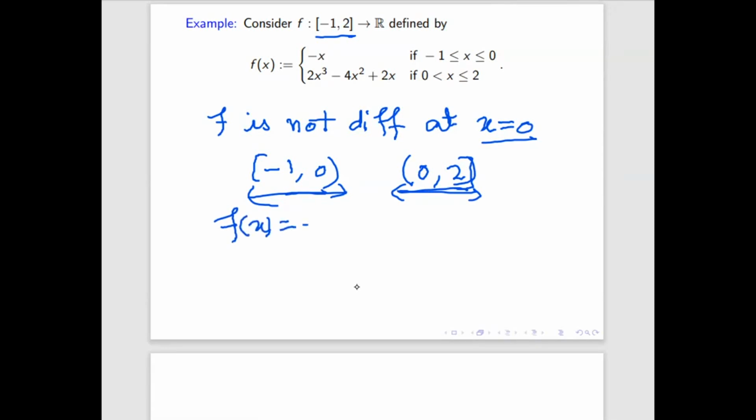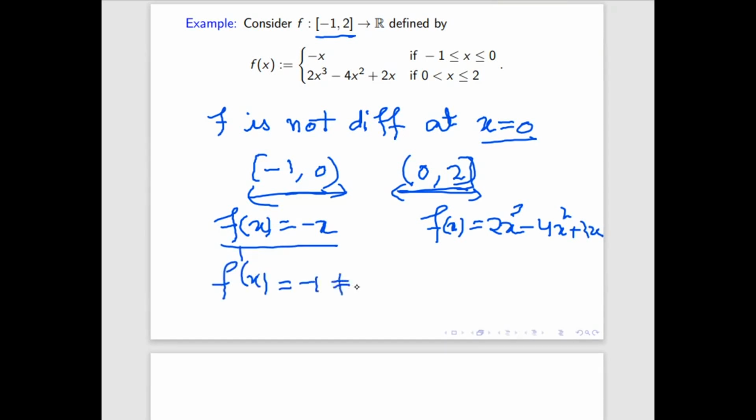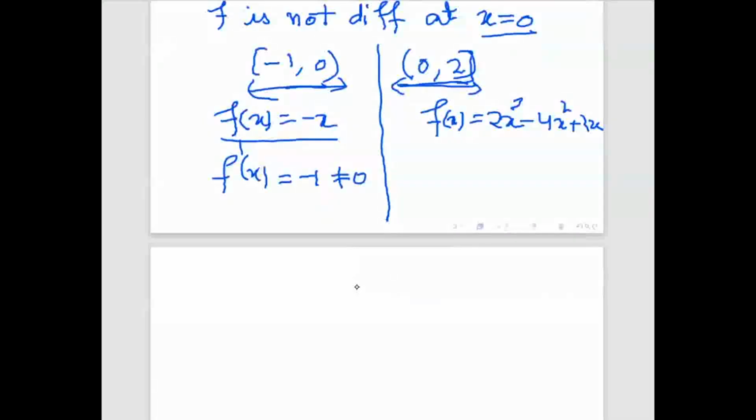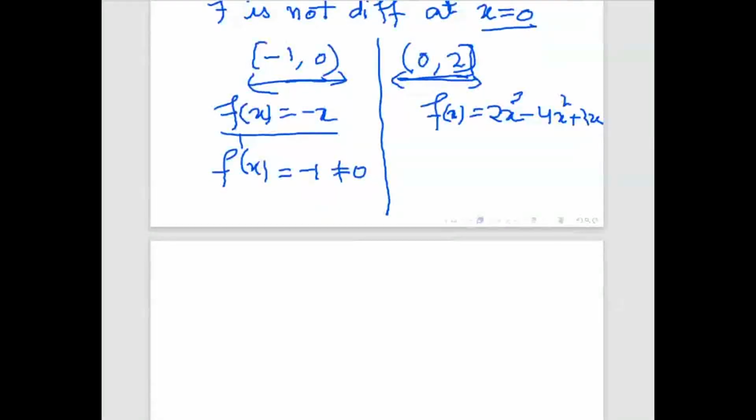So in this interval it is -x, and in 0 to 2 this has the value 2x cube minus 4x square plus 2x. So check maxima minima for this. The derivative of this is -1, which is not equal to 0. That means the interior point doesn't have maxima or minima. At -1 it can have maxima, because boundary we don't know. So the conclusion is that at interior points, because the derivative is non-zero, f(x) doesn't have maxima or minima.